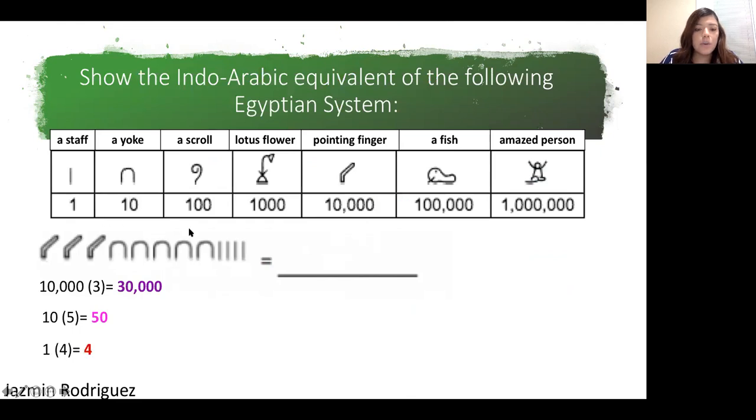And then lastly, we have a staff. Well, we have 4 of them, and each staff represents 1 unit. Since we have 4, we multiply that times 4, and we get 4. Then in order to get the equivalent, we add up all of our totals together, and we get 30,054. Therefore, the equivalent of the Egyptian system in the Arabic system is 30,054.